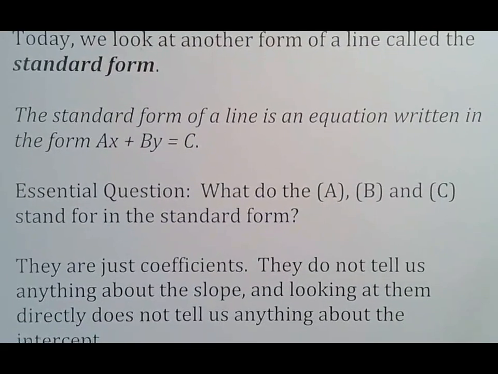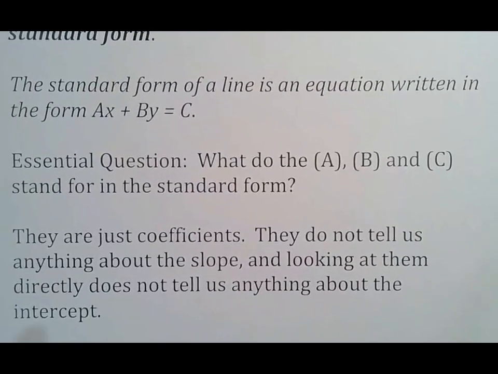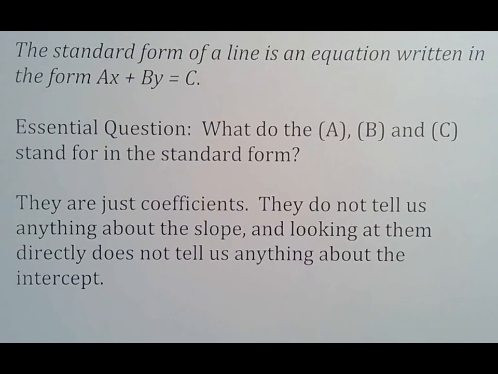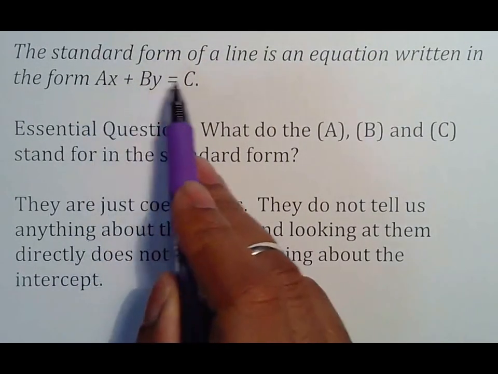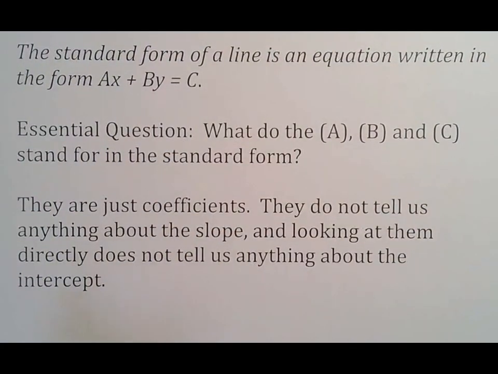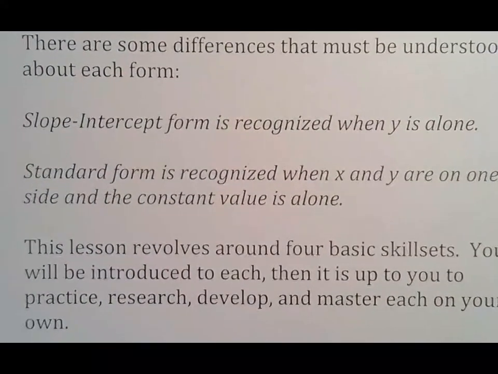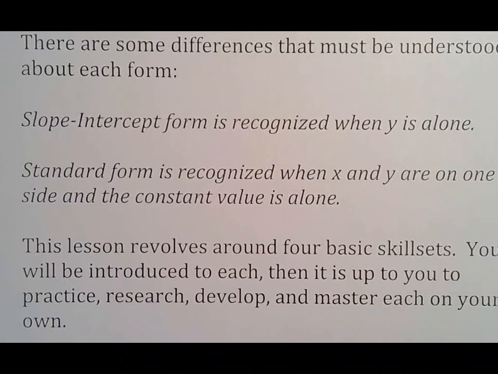Again, the standard form is written in the form ax plus by equals c. And again, as I said earlier, what do a, b, and c stand for? They're just coefficients. They don't tell us anything about the slope. So do not assume that any of these things mean anything important outside of what we use them for to find what we're looking to do in that problem. There are some differences that must be understood. Slope-intercept is where y is alone. Standard form is where x and y are on one side, and the constant is alone.